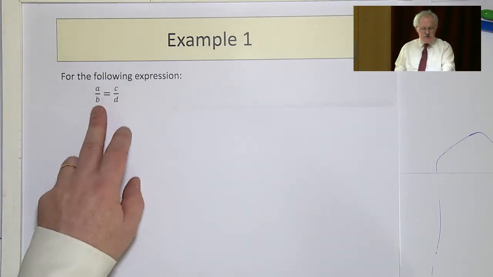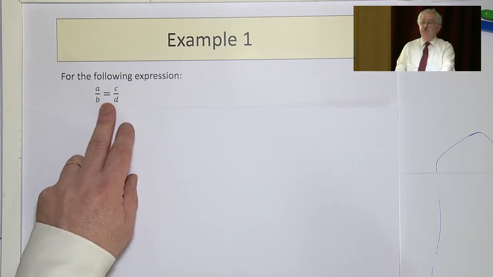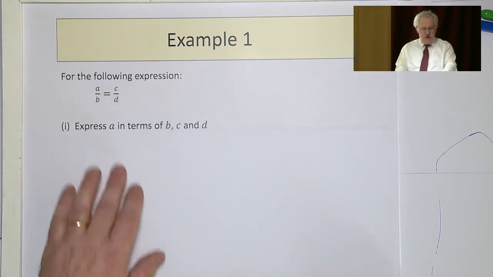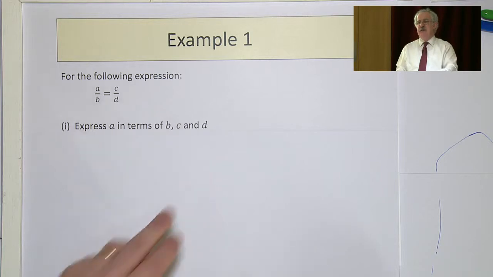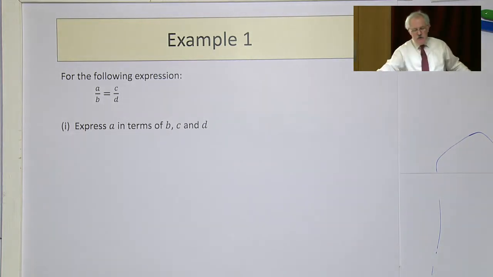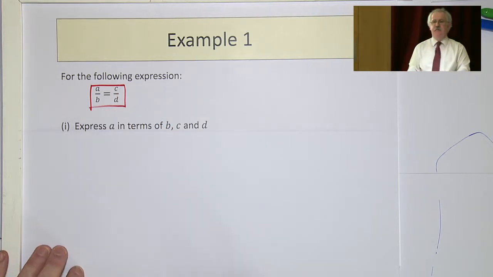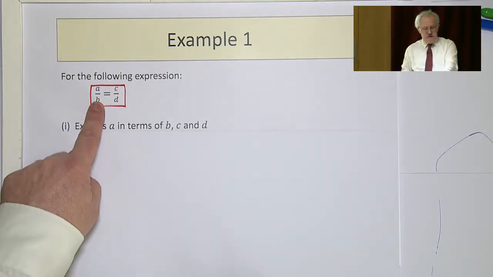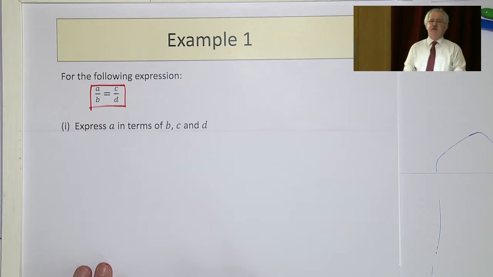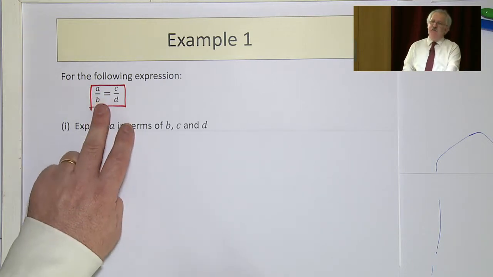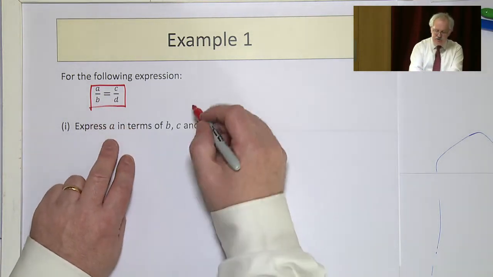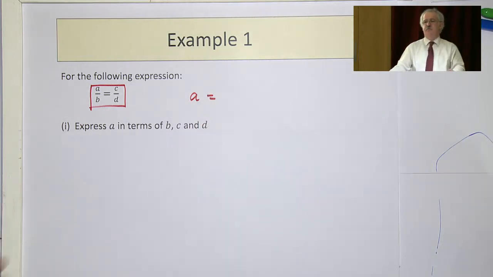For the following expression, A over B is C over D, express A in terms of B, C, and D. So what we're saying here is that A over B is C over D, but you're only interested in A on the left-hand side. So we have A and B on the left-hand side, but I just want what's A equal to, thanks very much.